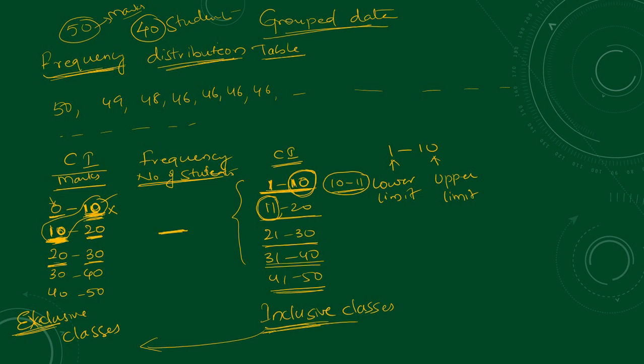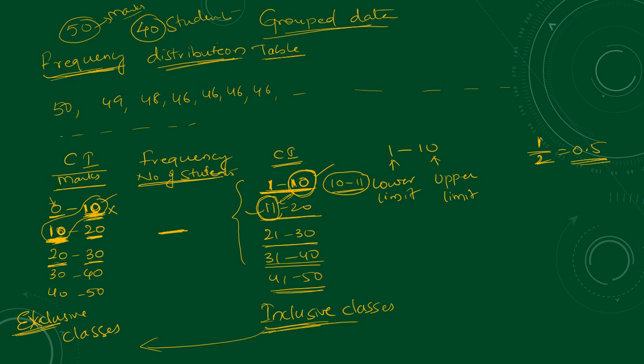So how can I convert inclusive classes into exclusive? Simply take the difference of the upper limit of one class and the lower limit of the next class. What is the difference? It is 1. Take its average. Since we have taken the difference of two items, it is 1 by 2, which is 0.5.